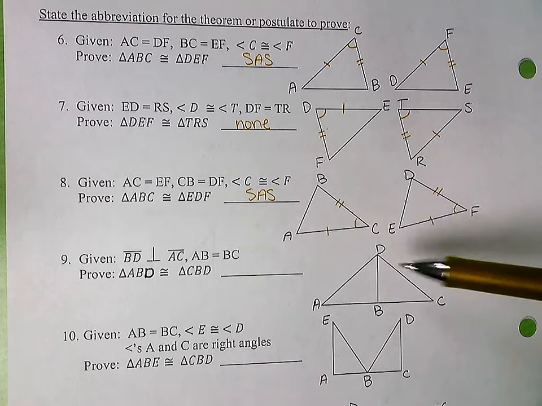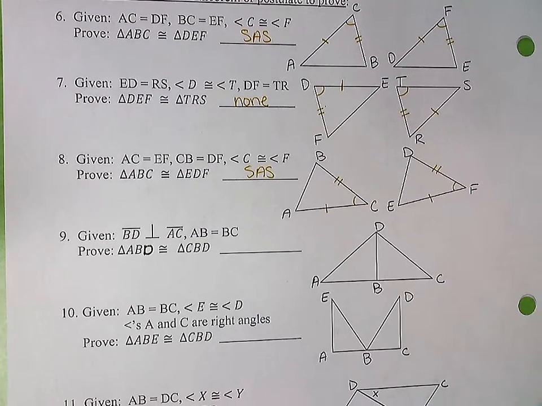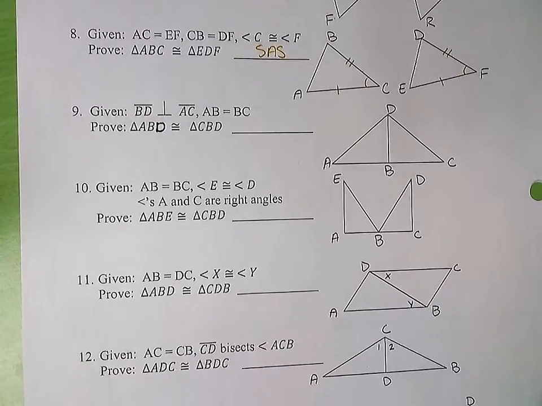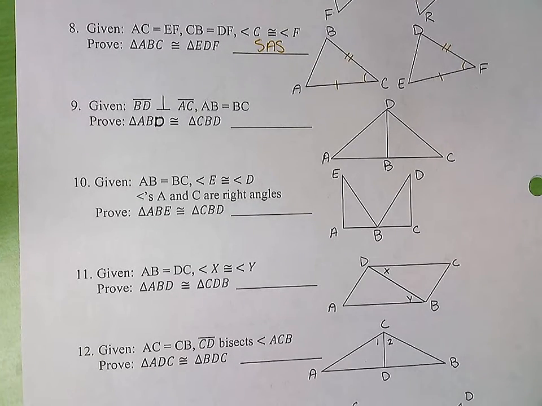All right, I want you guys to do the rest. Okay, so 9 through 13. Do 9 through 13. Use what you're given. Don't include anything extra. Use what you're given to label those triangles, and then write out why you can using those properties on the front.